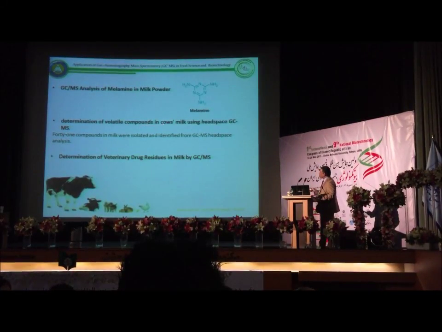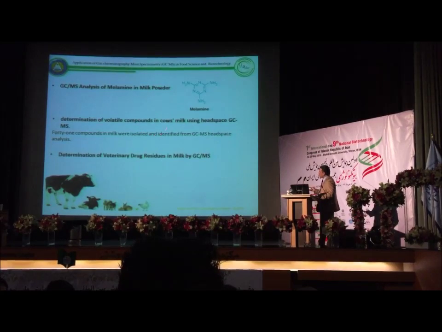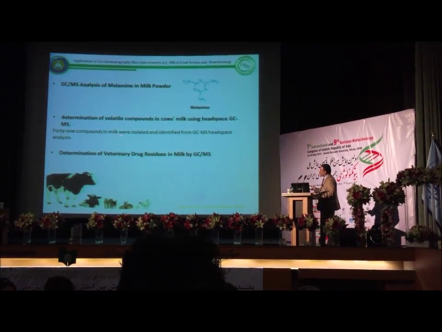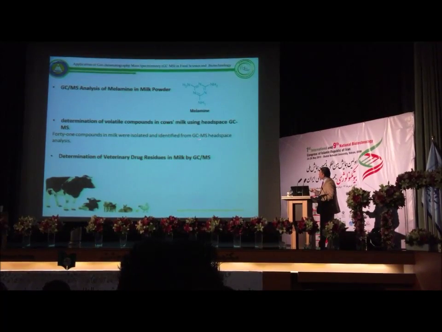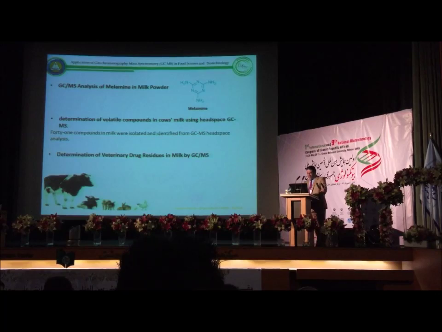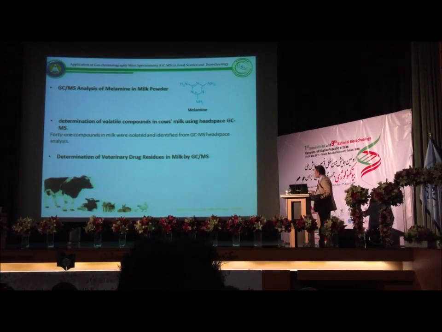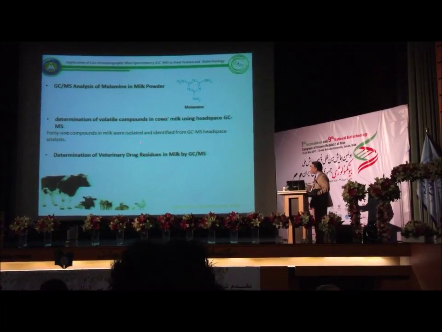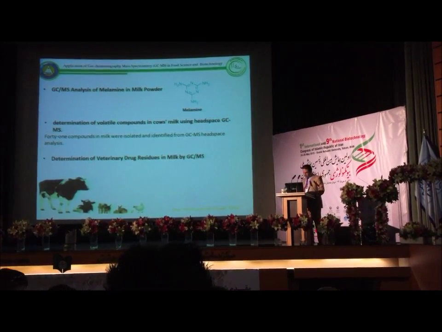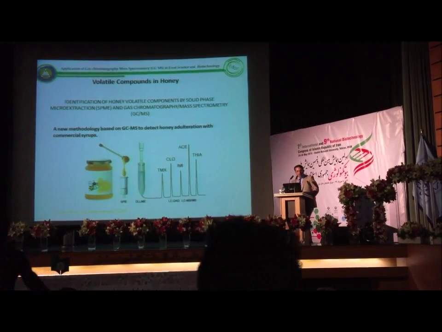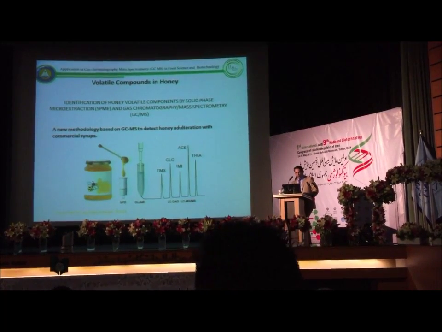Volatile compounds in cow milk. There are 41 volatile compounds in milk that were isolated and identified by GC-MS with headspace. Also drug residues in milk by GC-MS. This method is widely used in GC-MS. Also detection of volatile compounds in honey.